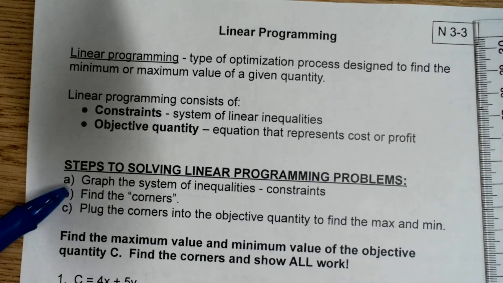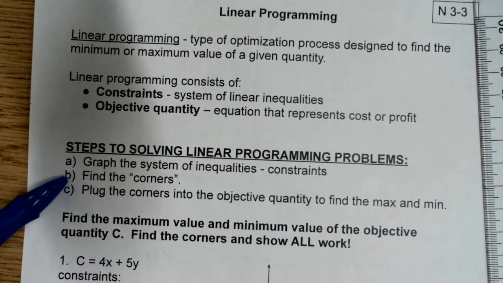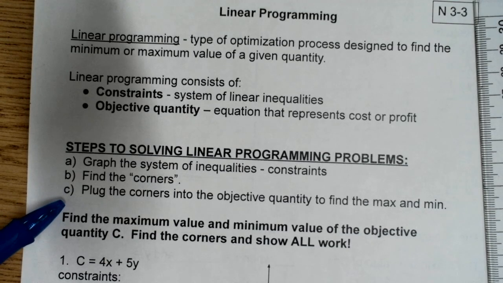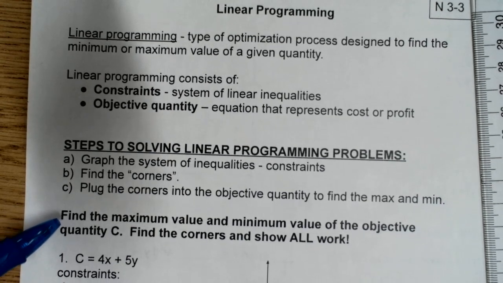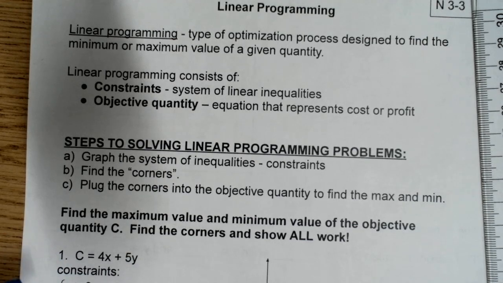So as we look at the steps, we're going to graph a system of inequalities first, then find the corners, and then whatever those corners are, because one of those corners will end up being a maximum, another will be a minimum. Plug those in to this main formula for the quantity to find our maximums and minimums.